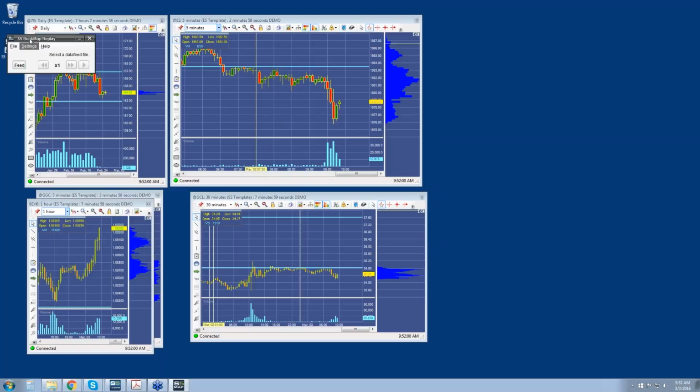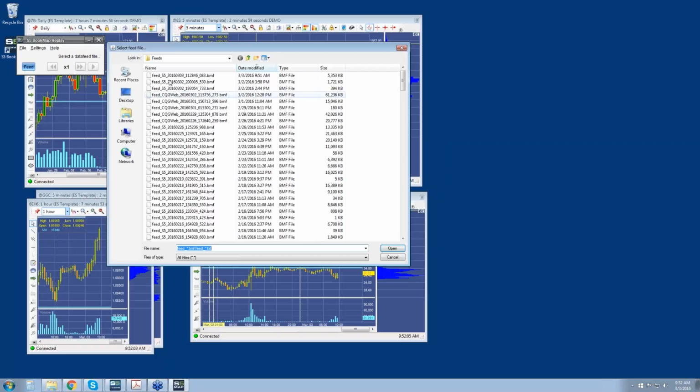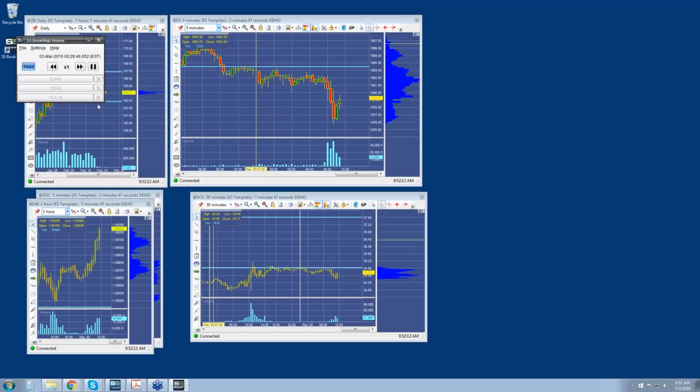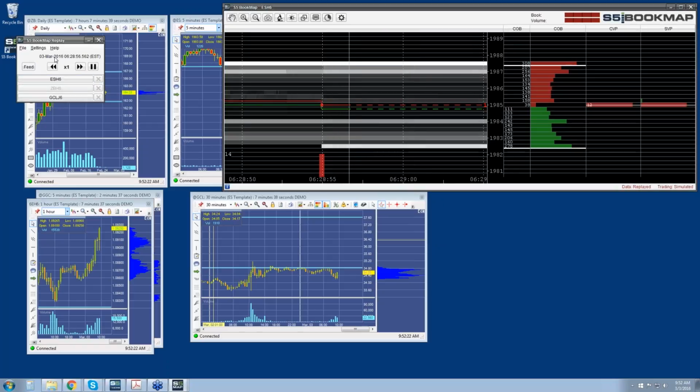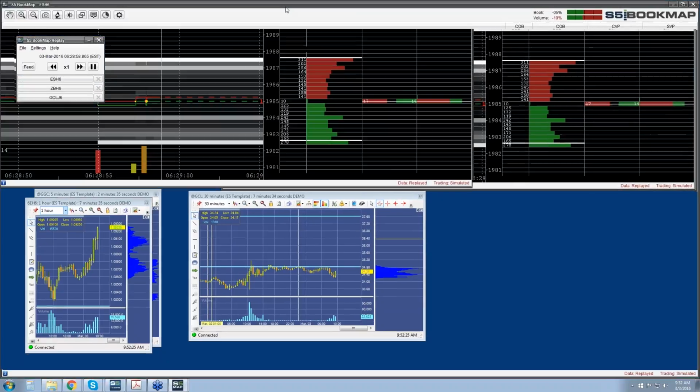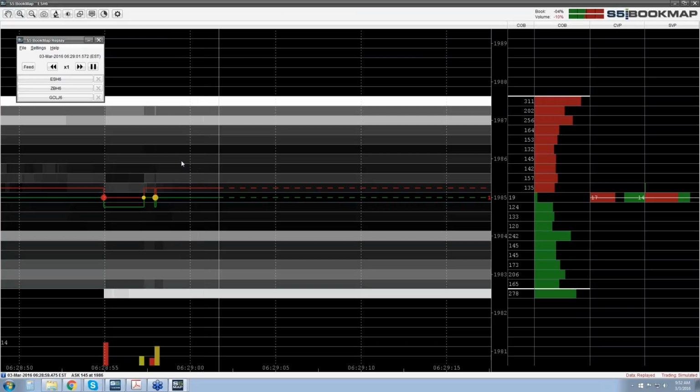Okay, and then what you need to do is just click on the feed button here. All right, and then that'll bring up your feeds folder. This one is from today, from March 3rd. I'll open that. Okay, and now I'm in demo mode. Okay, so I'll just click on the instrument, and let me put this on top. This is a really good tool for studying your trades and learning about order flow.